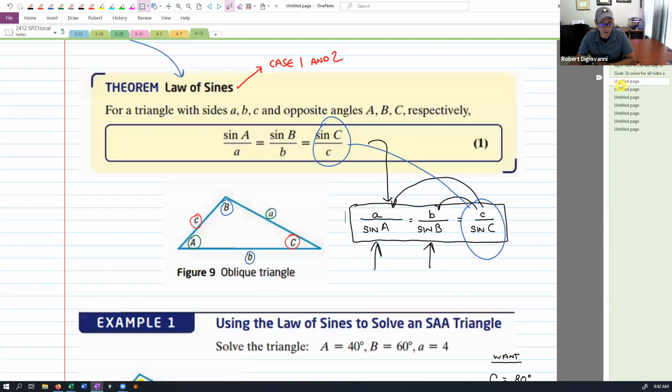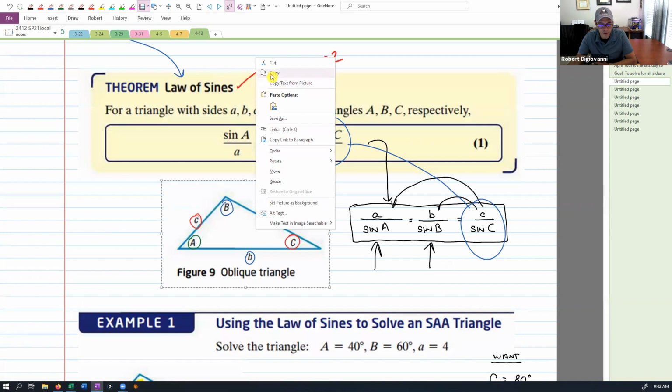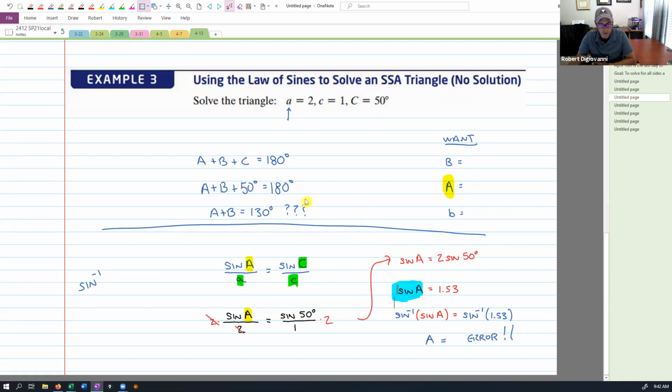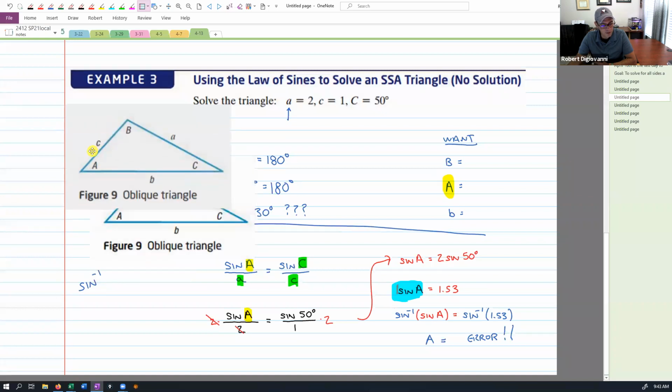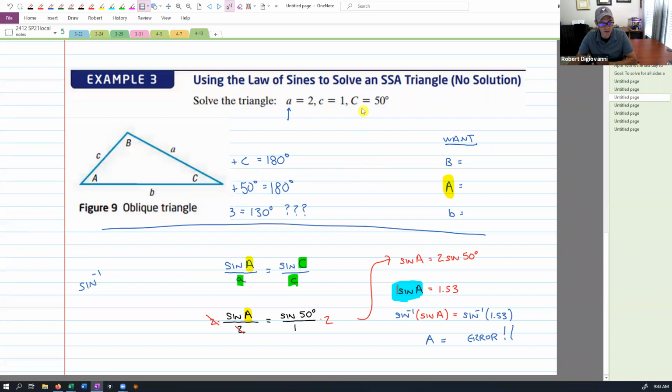We obviously haven't had this happen, but I'm going to explain what's happening with the picture. If I come back to this, they told us that C had to be 50 degrees. This had to be 50 degrees. And little c had to be a 1. And then they told us that A had to be 2. What we have just determined by getting an error is that it is impossible to draw a triangle like this. You can't do it.